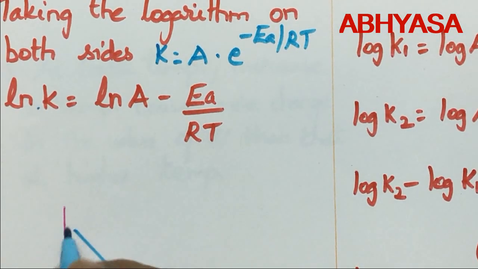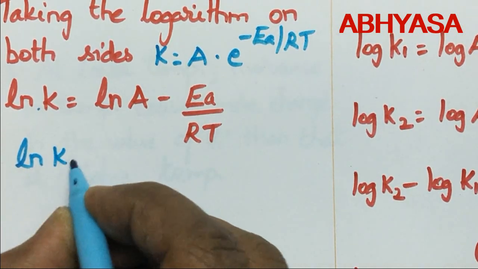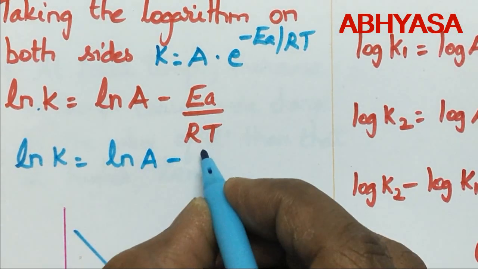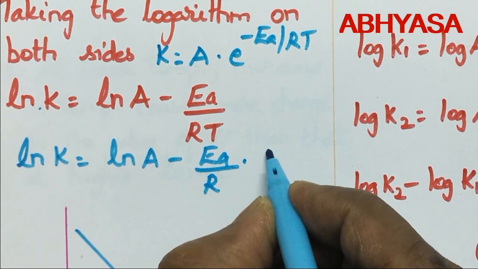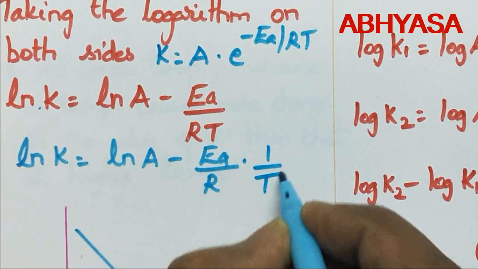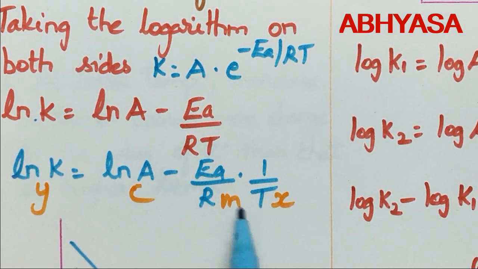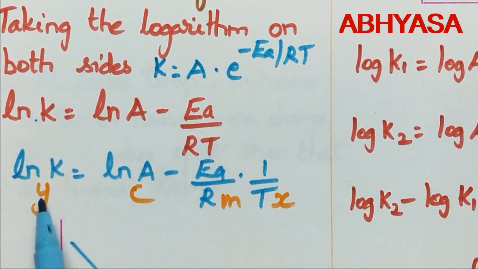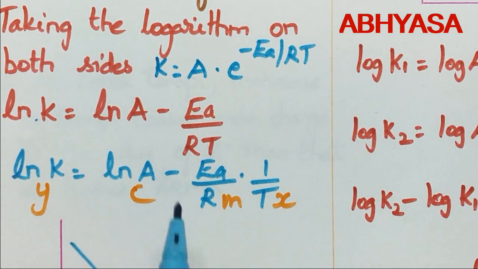For convenience purpose, I will write like this. Log K equal to log A minus EA by R, and I separate this T as 1 by T. Now this is in the form of y is equal to mx plus c, isn't it? This is your y, this is x, this is m, and this is c.